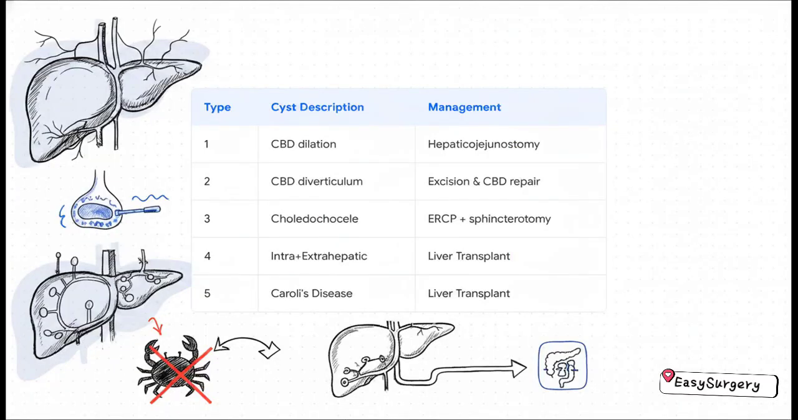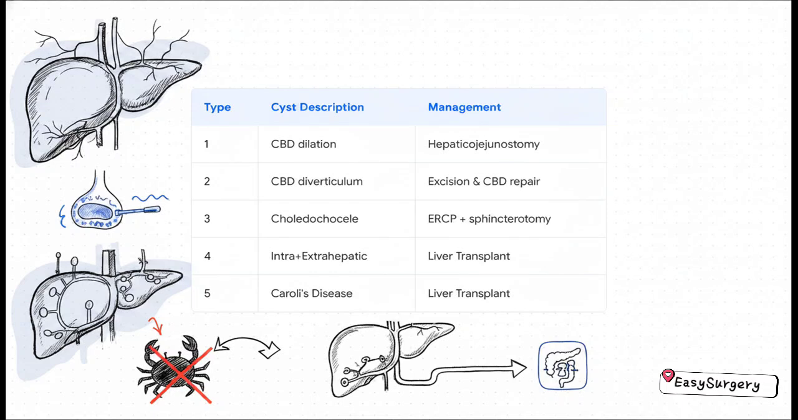Another tricky congenital anomaly is the choledochal cyst, basically a cystic dilation of the biliary tree. The Todani classification is your map here. Type 1 is your most common, a simple dilation of the common bile duct fixed up with a Roux-en-Y hepatojejunostomy.